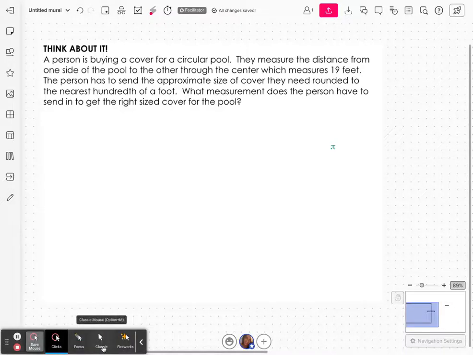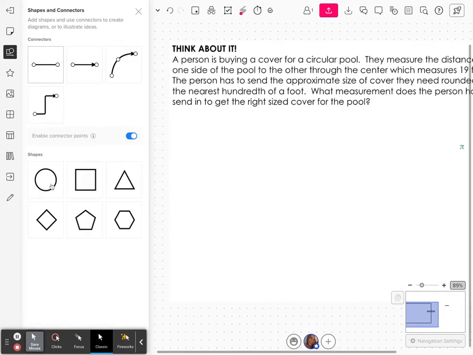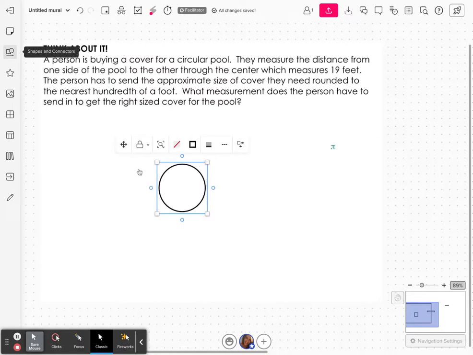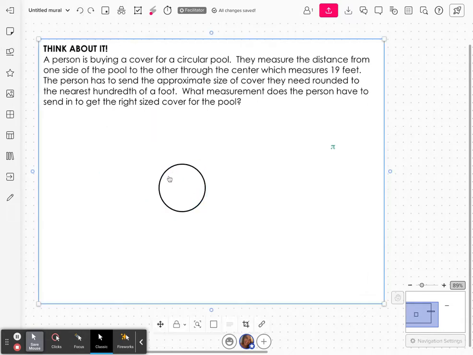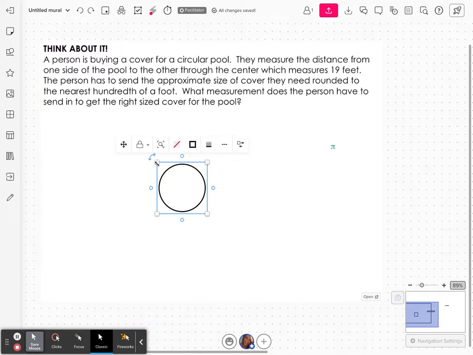So here, as I think about it for today, we need to figure out the measurement this person needs to send in to get a right size cover for their pool. So first, let's just imagine what this looks like. We know the pool is circular. So here is our circular pool.